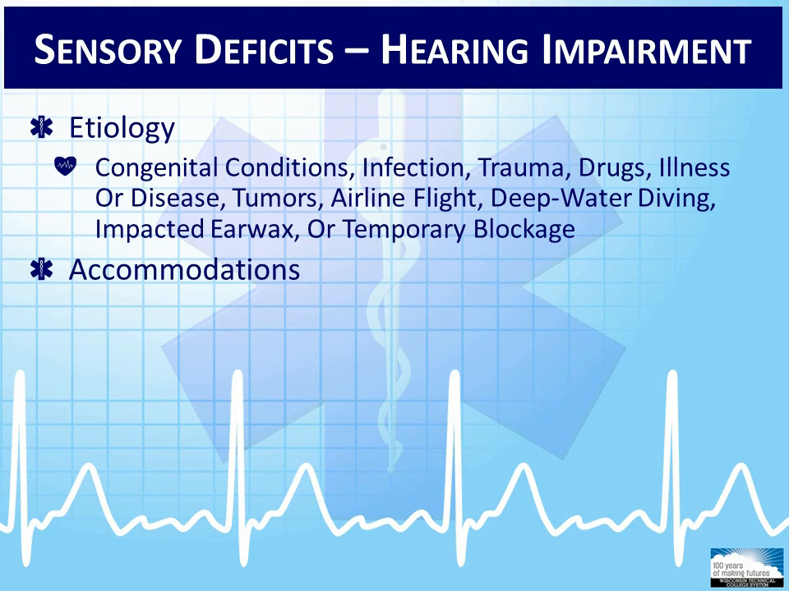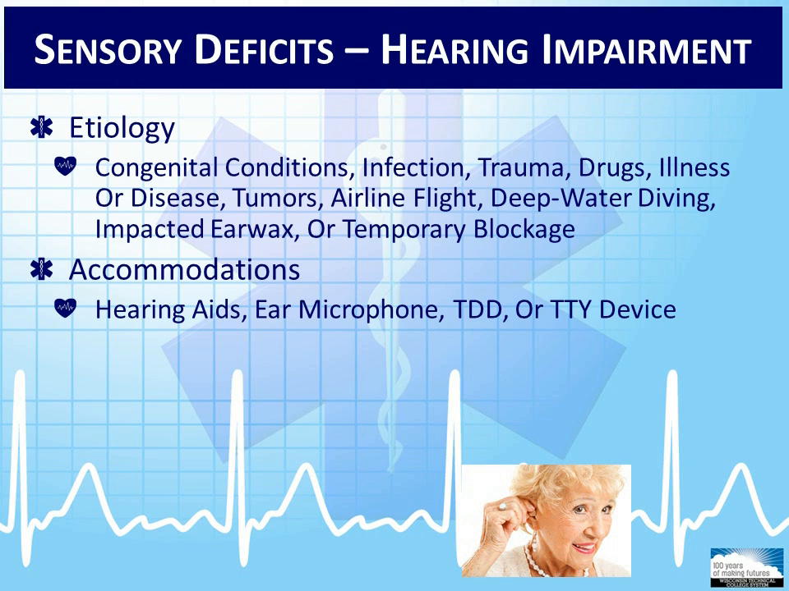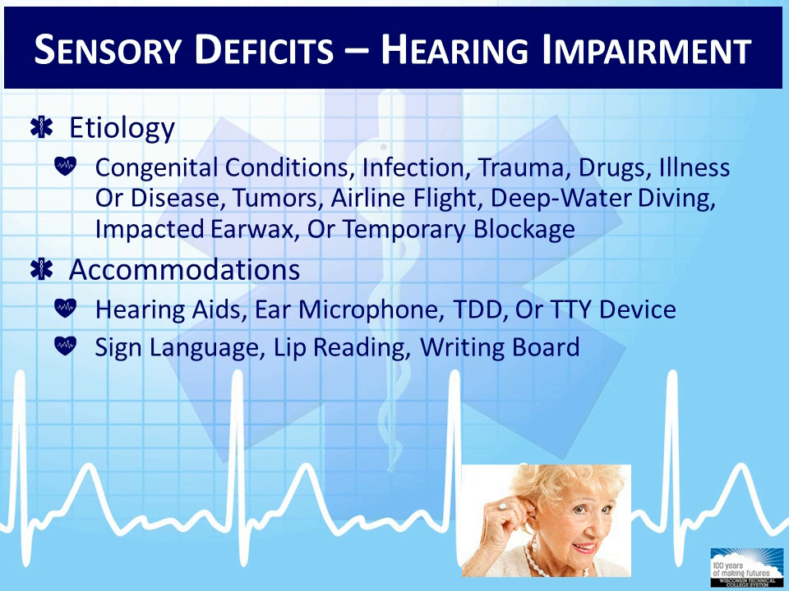Accommodations for the hearing impaired patient may include hearing aids, an ear microphone, telecommunication devices for the deaf (TDD), text telephone, or teletypewriter (TTY) devices. The person may use sign language, rely on lip reading, or use a writing board.